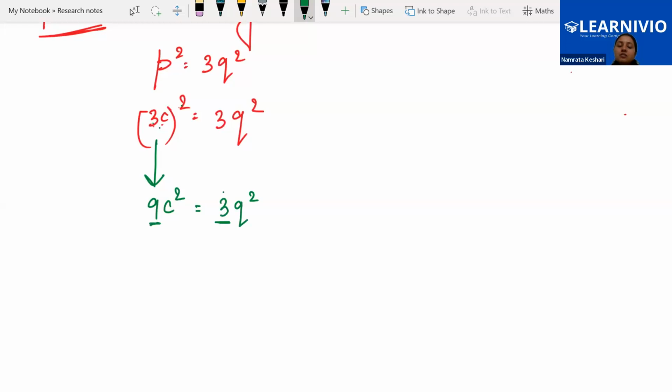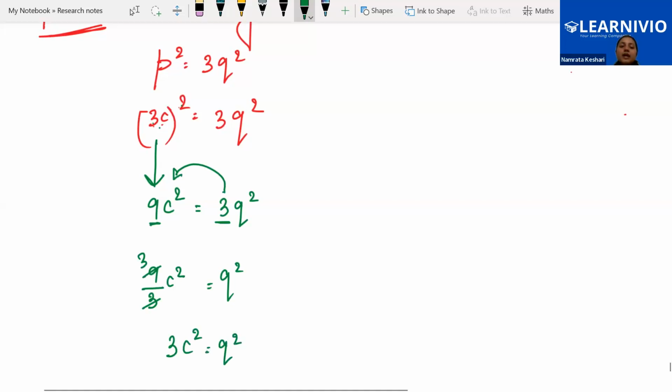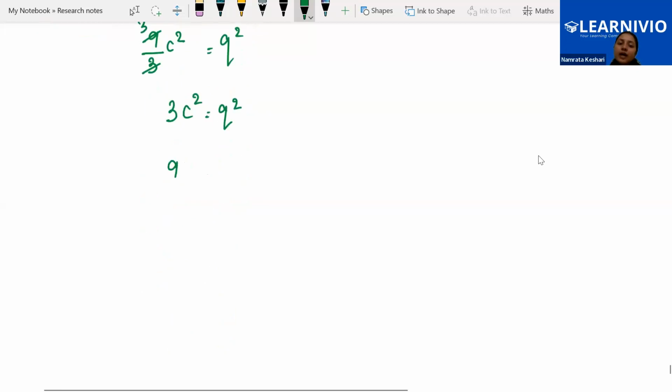If we take this 3 to the other side, if we just transpose it to this side, it will become Q square over here. And there it will be 9 by 3 C square. That means 3 times 9... 3C square is equal to Q square, which we can also write as Q square is equal to 3C square. Now what can be written over here? Please let me know.